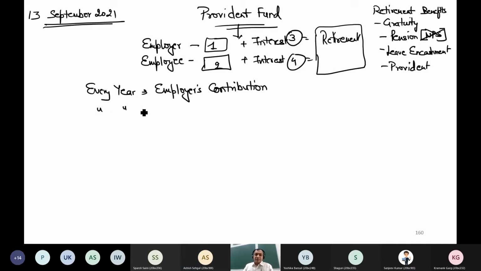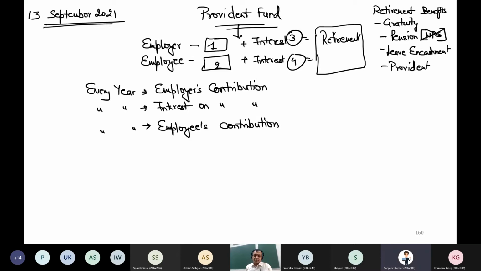Every year, what is happening? Interest on the employer's contribution. Don't you think interest is also an income? Yes or no? Yes, sir. Similarly, every year, the employee is also contributing. Don't you think it is also an income? Yes, sir. Why? Why is this an income? Because it is receivable in upcoming time.